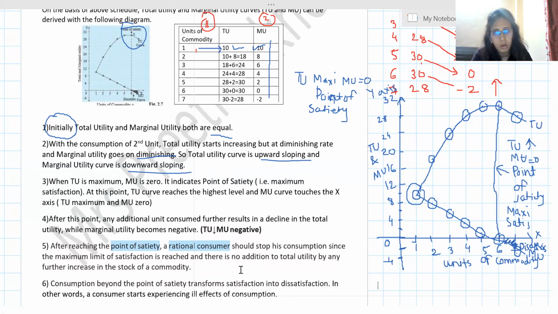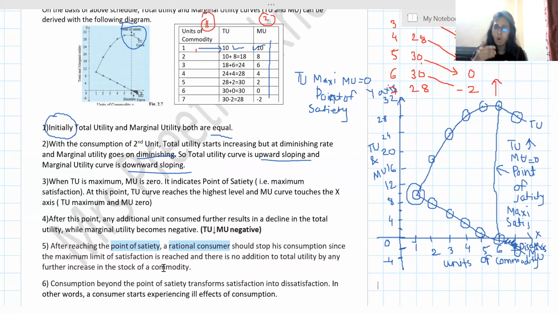So we will all see this, we will all experience this. Okay, so you have to mention that also: disutility, point of satiety, downward, upward, negative, everything, each and every point, because we are showing the relationship between TU and MU.